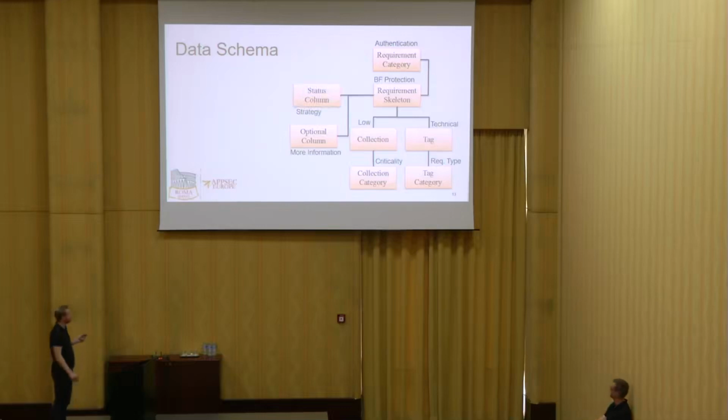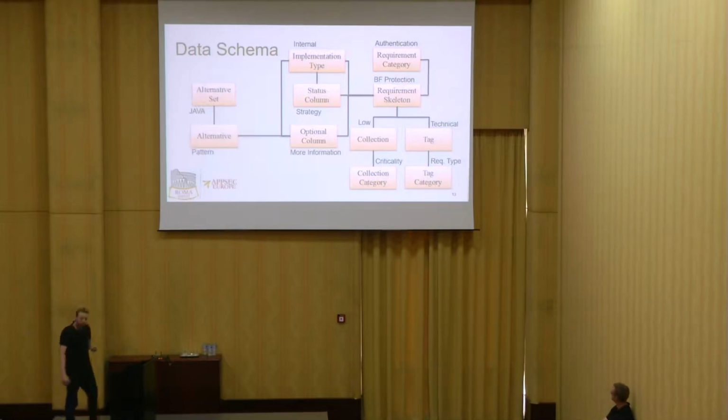Also, you saw the status column for internal development. This is called strategy, but you can name it whatever you like. For external, we called it fulfilled. And you have an implementation type, which is tied to a requirement skeleton, whether it's internal, external, or both. And what you can also customize, which I didn't show you, is that you can add to an optional column, like more information, so-called alternative sets.